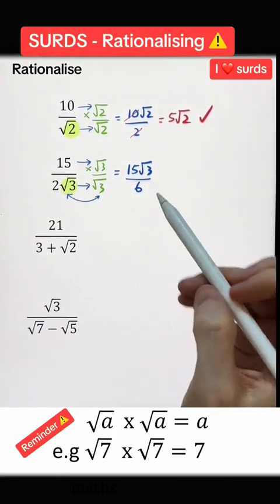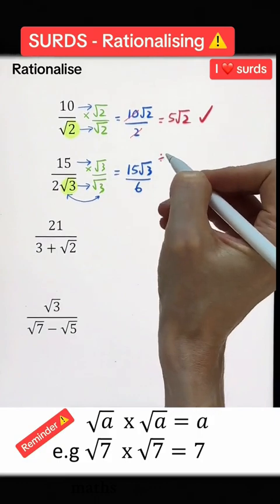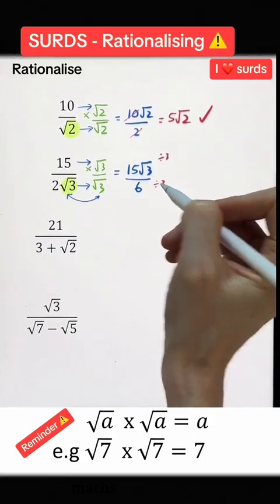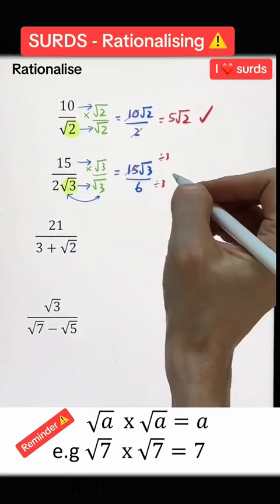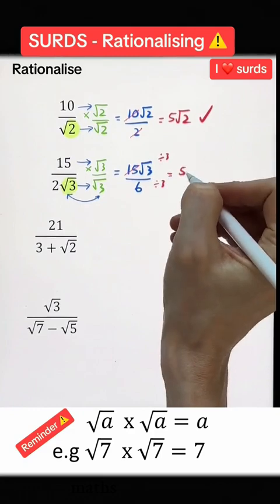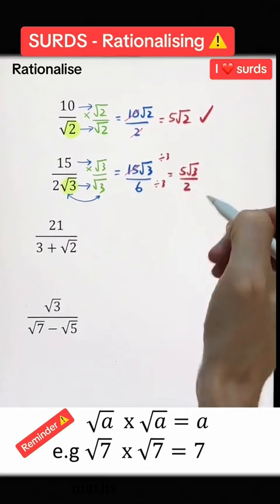Again, simplifying where possible, here I can see that 15 and 6 are both divisible by 3. So I'm going to divide top and bottom of my fraction by 3. Well, 15 lots of root 3 divided by 3. Well, 15 divided by 3 is 5. Hence, I've got 5 lots of root 3 on the top. And the bottom, 6 divided by 3, simplifies to give us 2.